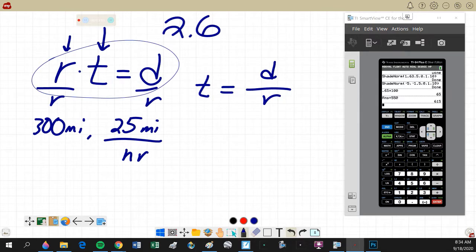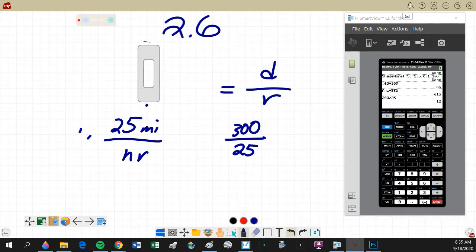So to calculate how long it would take, I just take 300 and I divide it by 25. So 300 divided by 25 will take me 12 hours. So quite often a formula has multiple variables in there, and you have enough information to plug in to find a specific formula, and then a lot of times you're going to need to adapt the formula to get what you want.